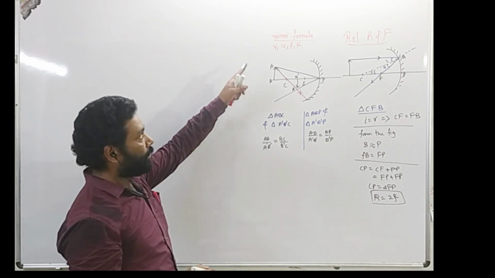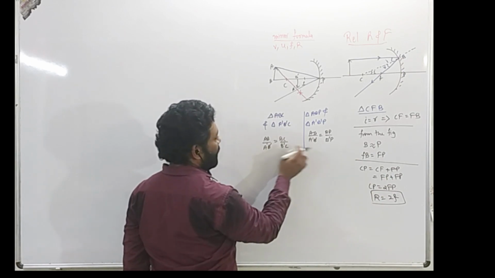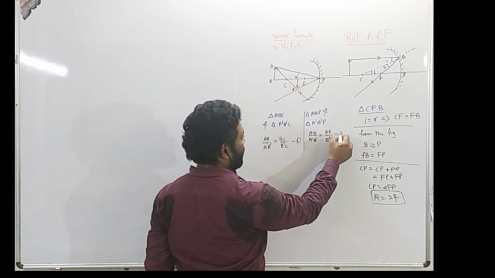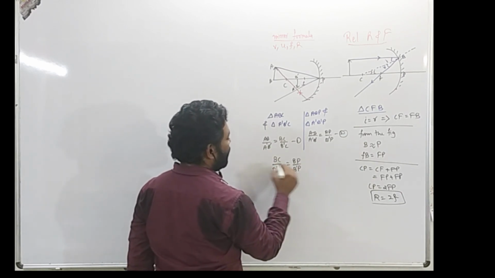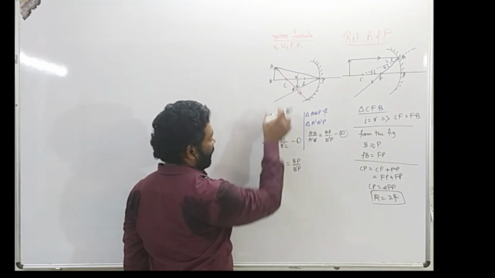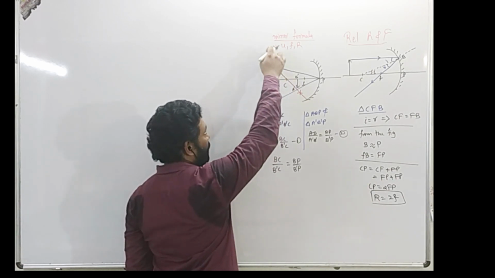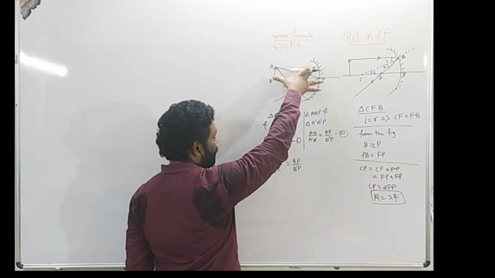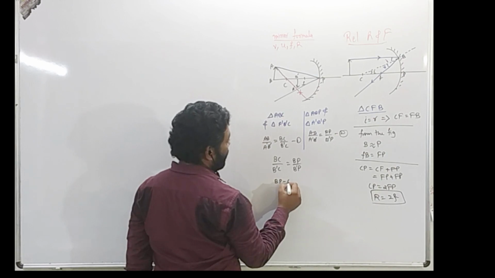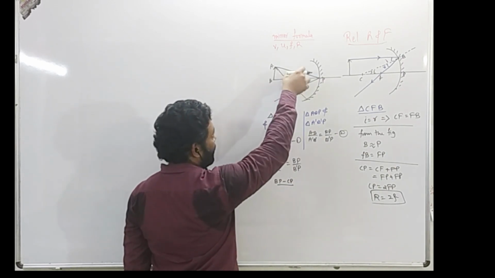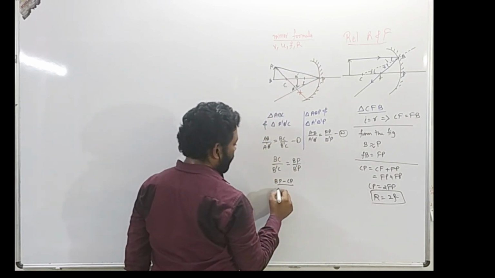Now let us substitute the v, u, f and R. AB by A dash B dash in both these equations is the same. So we can write that BC by B dash C is equal to BP by B dash P. Here we can see BC does not represent anything, so we'll try to convert BC into some of these quantities. BC can be written as BP minus CP. And B dash C also does not represent anything, so this can be written as CP minus B dash P.